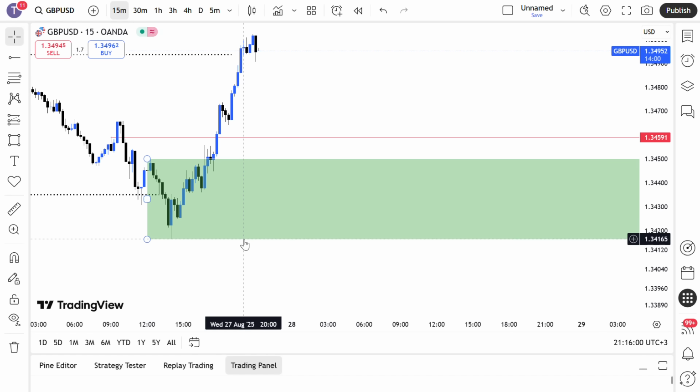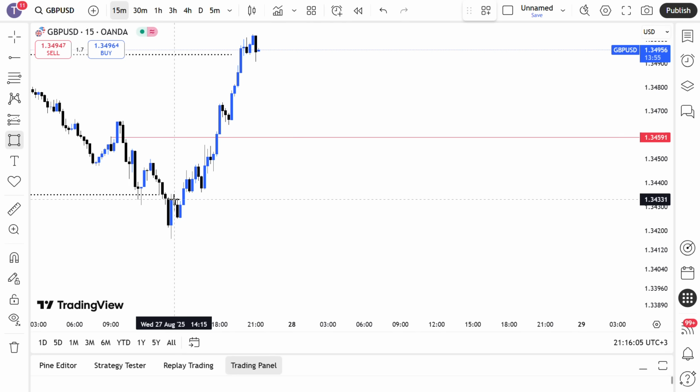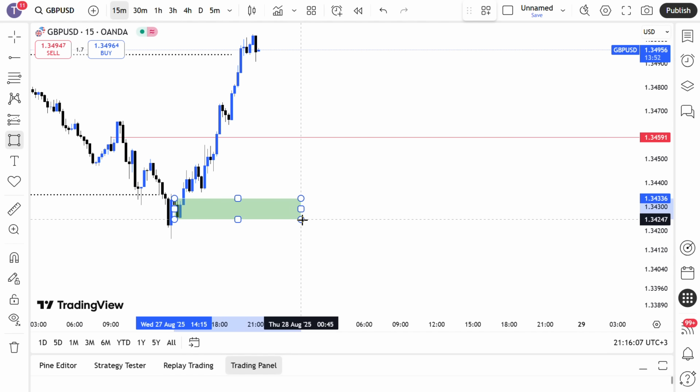I see there is an order block here. Let's say maybe we will be waiting at this point. There is this order block that is unmitigated.